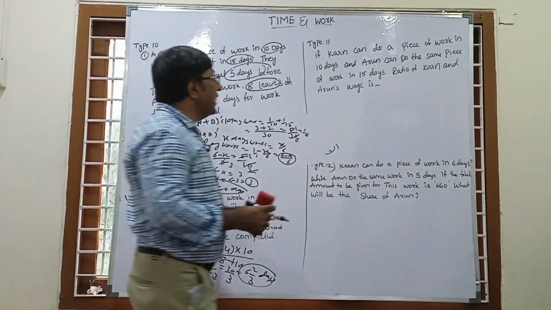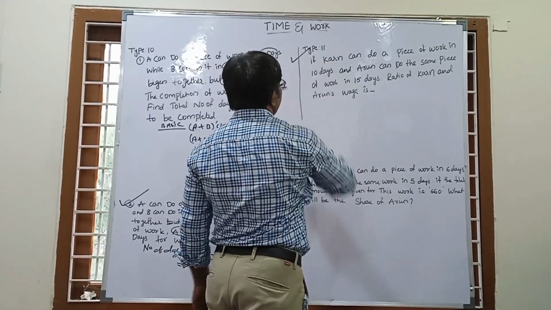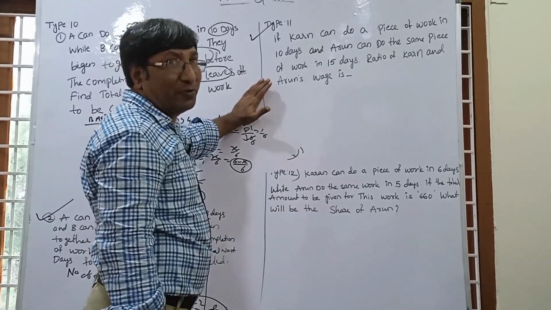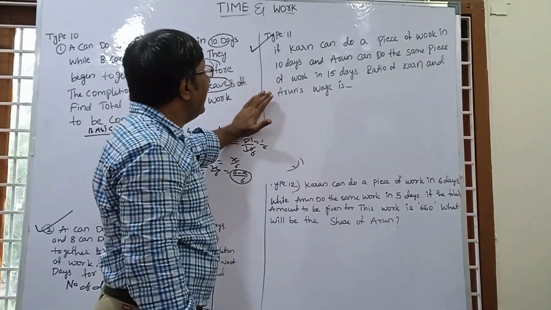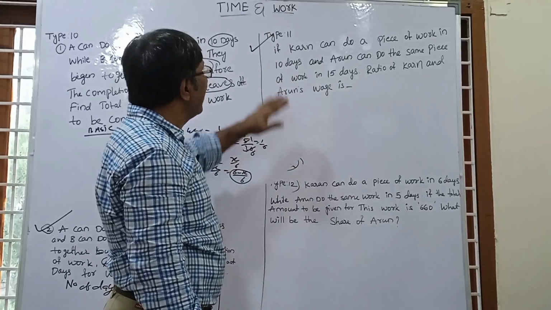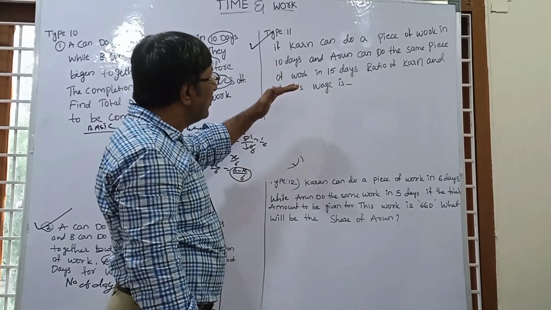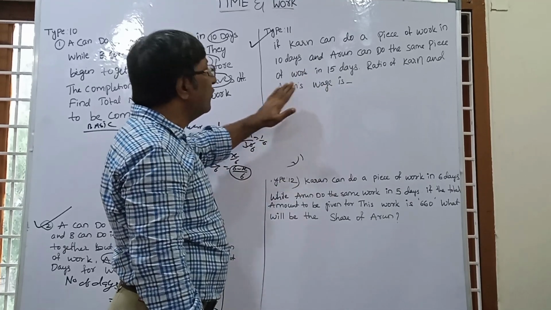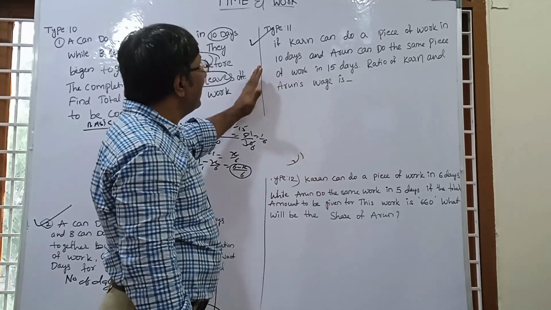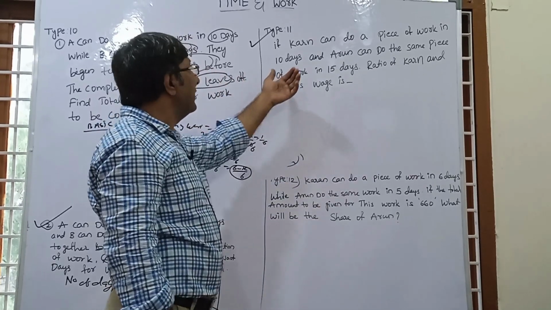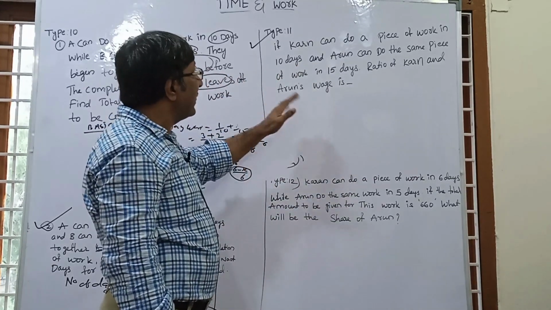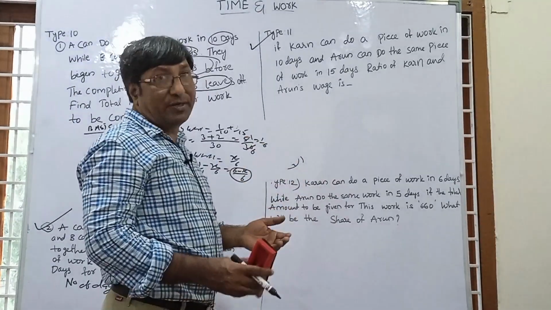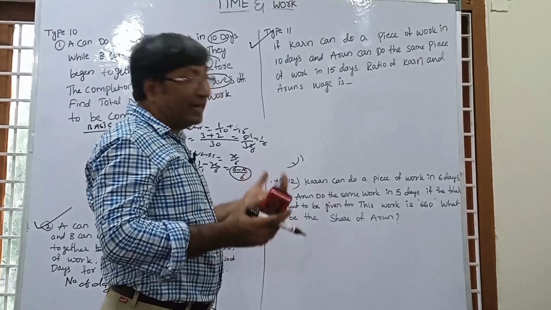Now come to the type number 11 question. This type of question is also very important and is generally asked in exams. If Karan can do a piece of work in 10 days and Arun can do the same piece of work in 15 days, then what is the ratio of Karan's and Arun's wages? Here, Karan does the work in 10 days and Arun can do the same work in 15 days. How much will each get from this work?